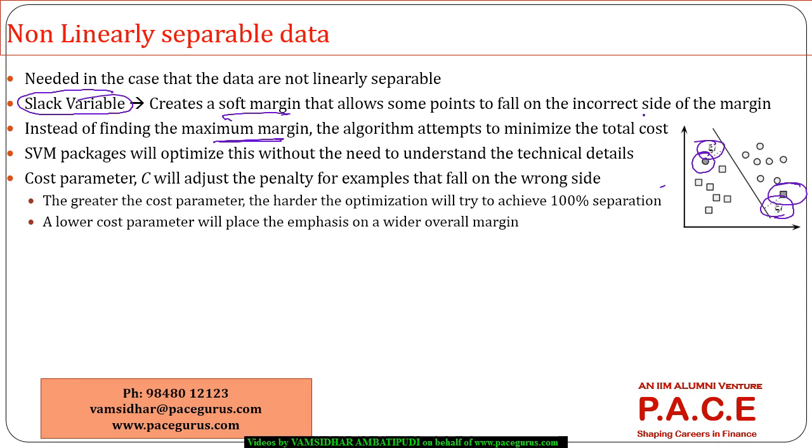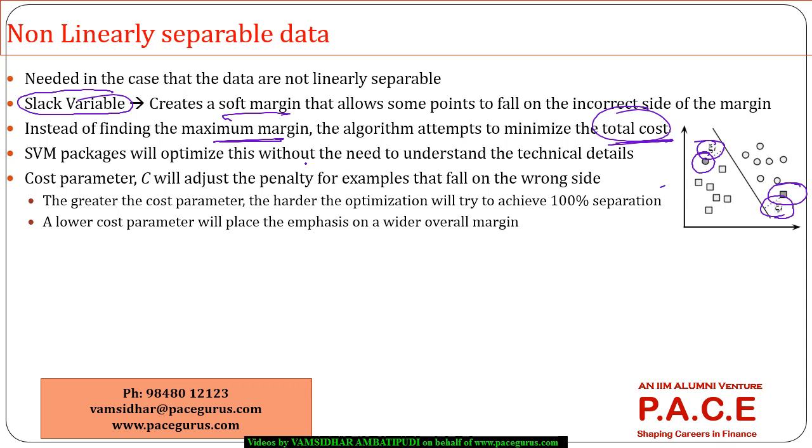So we are looking at minimizing the total cost. Instead of finding the maximum margin, we are trying to minimize the total cost. The cost is the cost of misclassification. So I am not looking at maximizing the margin, I am trying to look at the minimization of the total cost. Total cost is the cost of misclassification into a different group.